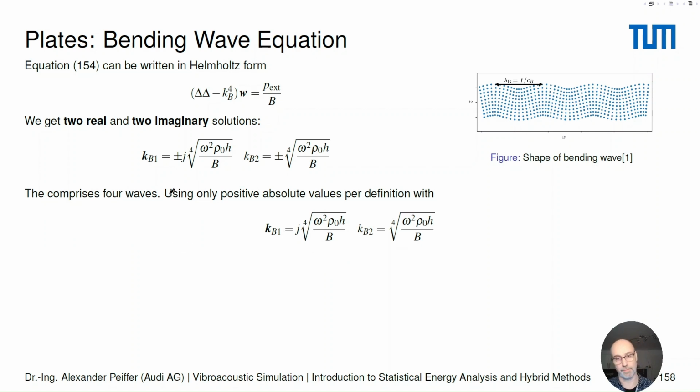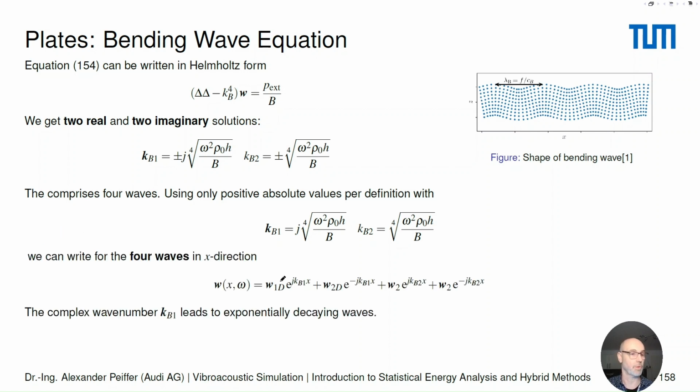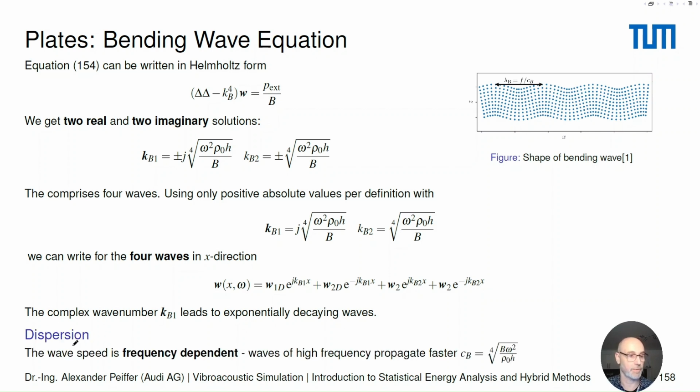That means if we have a one-dimensional solution, it would have 4 wave types. And if we're using only the positive values, we would get those expressions here. Good. Another option is to write really 4 waves in all x directions, and this would look like this. So you already see things are somehow complicated. Again, the complex wave number would lead to an exponentially decaying wave. It cannot propagate. It will stop propagating a very short distance away from any source.